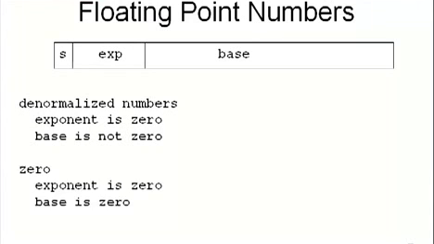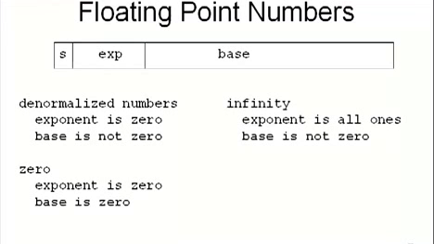Another special case is 0. With the exponent set to 0 and the base number set to 0, the value is assumed to be 0. Notice that the sign bit has no effect on this. It's possible to have either a positive or negative 0. With the exponent at its maximum value and the base set to 0, the number is assumed to be infinity. The sign bit again is part of the action. You can have either positive or negative infinity.